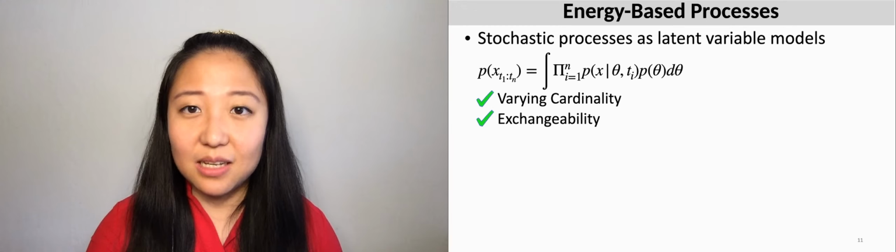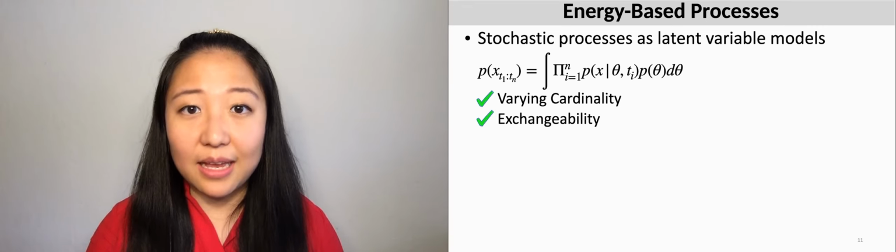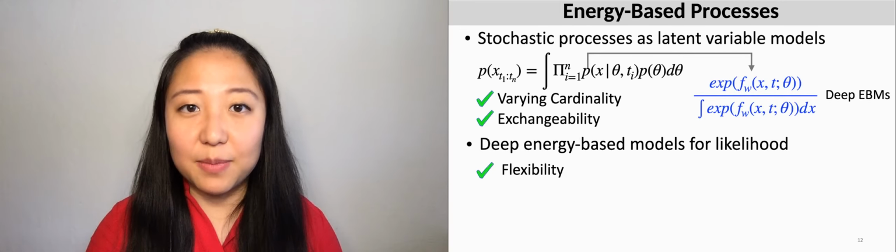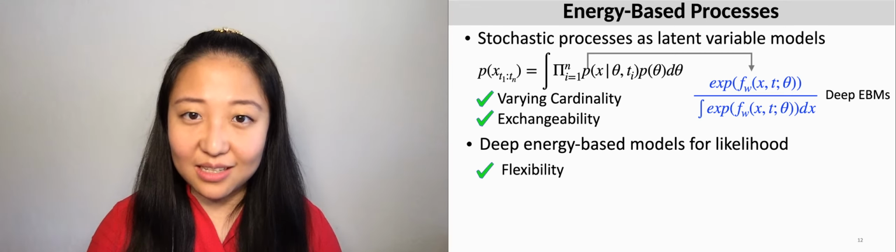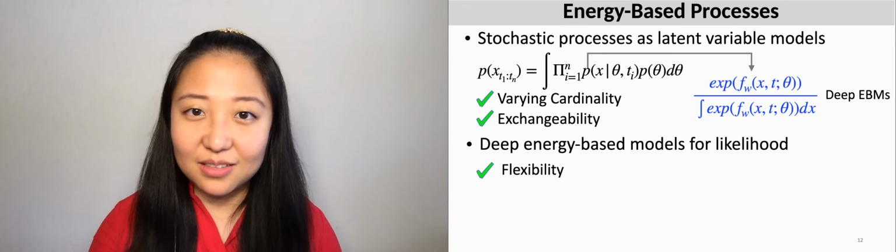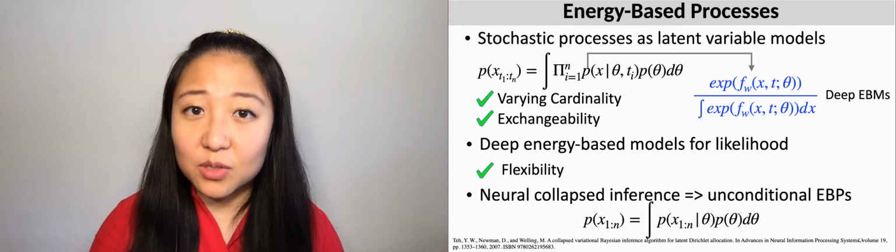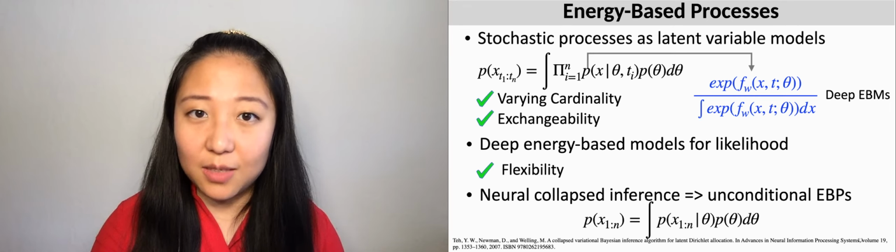We introduce energy-based processes, abbreviated as EBPs, which are essentially stochastic processes represented as latent variable models so that they inherit the exchangeability and consistency properties of stochastic processes. To enhance modeling flexibility, we use energy-based models to parameterize p of x given theta and t. EBMs are known for their flexibility because classical exponential family distributions, such as Gaussian and student t, can be easily recovered from an EBM. More importantly, we can parameterize the energy function of an EBM using deep neural networks, which are highly flexible. In fact, deep EBMs are so flexible such that we can actually collapse the dependency on indices t_i to obtain an unconditional version of EBPs. We call this technique the neural collapsed inference in our paper.